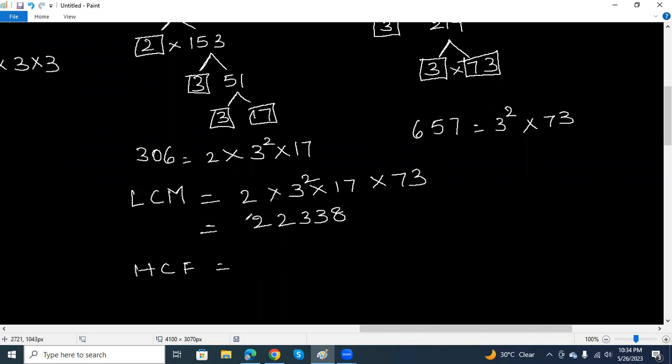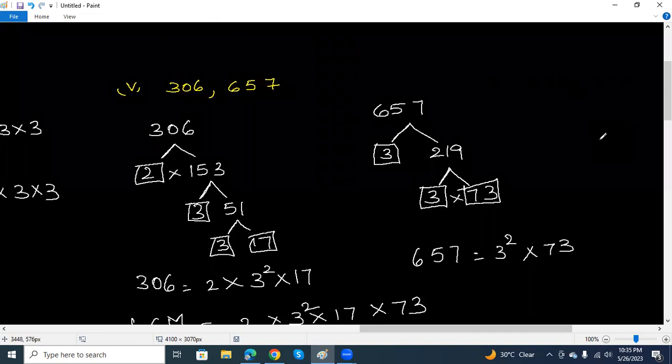HCF. Write the common factors. What are common? 2 is not present here. It's not common. 3 is present. 17 is not present. 73 is also not present. So only 3 is the common factor. And its lowest power is 2. So 3 square is 9. So this is the HCF of the given numbers.